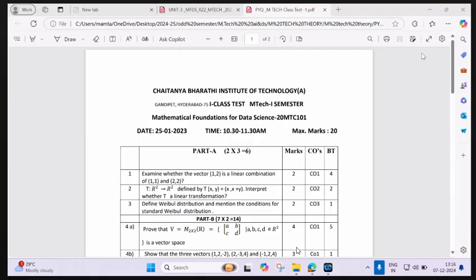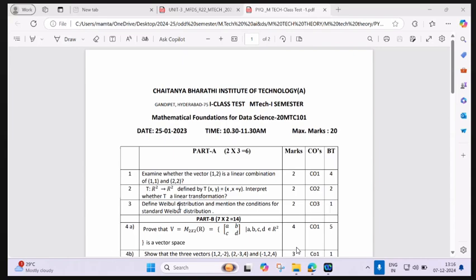Vector addition, and the second one is scalar multiplication. Check those two properties under this relationship. If the LHS is equal to RHS, then T is a linear transformation. If any one fails, then it is not a linear transformation.